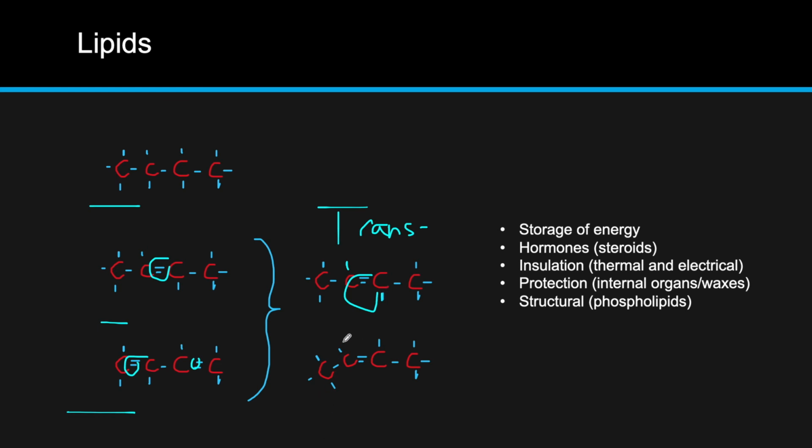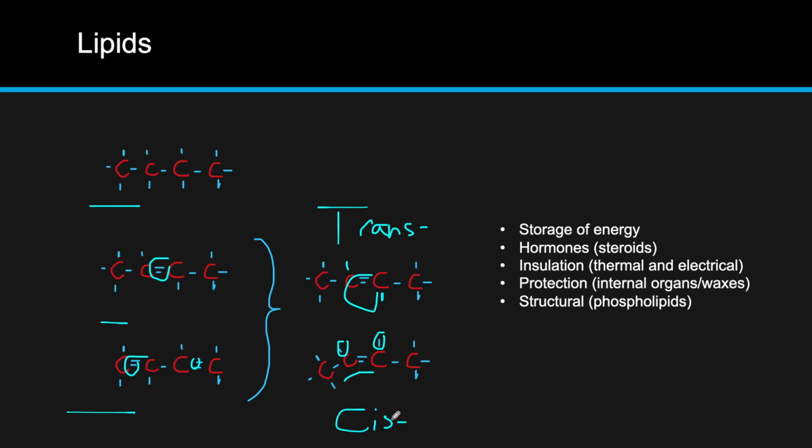However, when you have hydrogens on the same side, this affects the bonding, and you're going to get a bent molecule, and this is cis. This is known as cis fats. So now you have all the terminology: saturated, monounsaturated, polyunsaturated, trans, and cis fats.